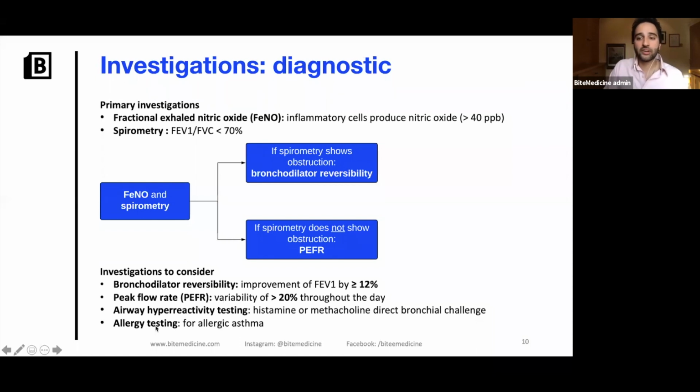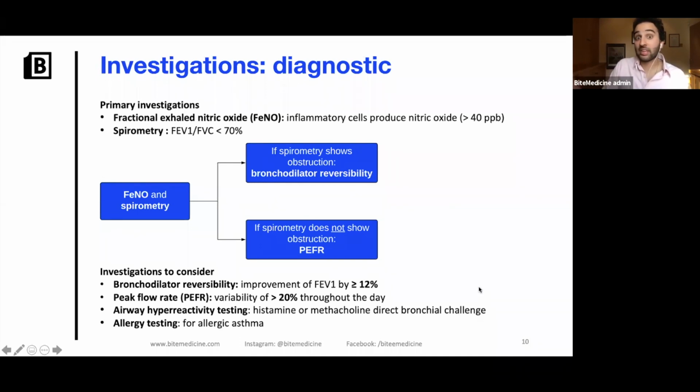And then kind of a general investigation that may be useful in some patients with allergic asthma is going to be your allergy testing. See if there's some specific allergies that you can pick up. So this is your diagnostic pathway for stable patients that you suspect have asthma. So this is really, really good way to remember it.